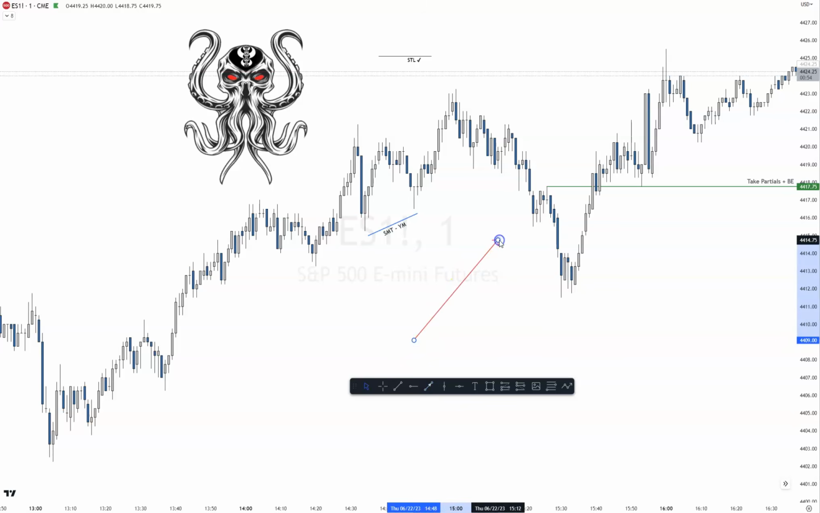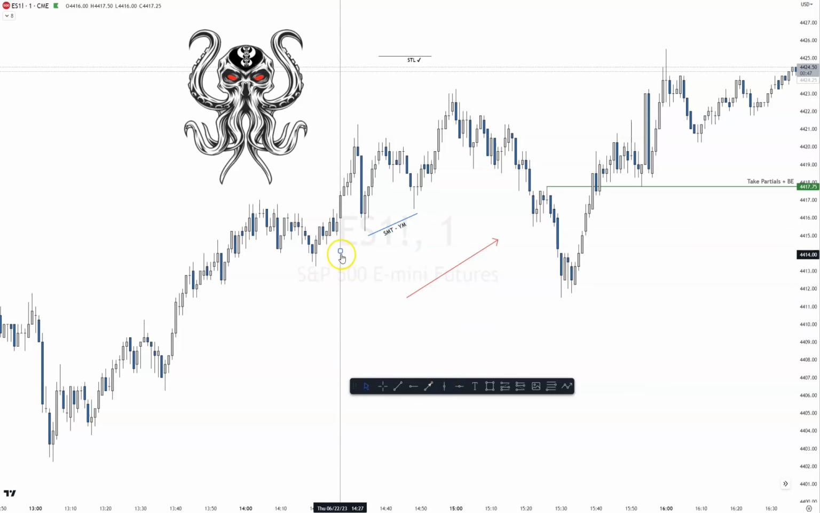I don't really use this very often. The pointer tool, I just don't. I do use the vertical line here. I don't use the horizontal line very much at all.